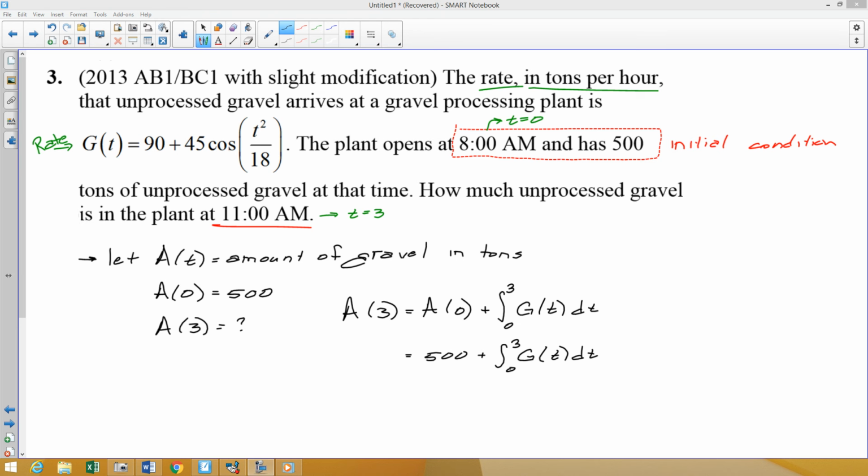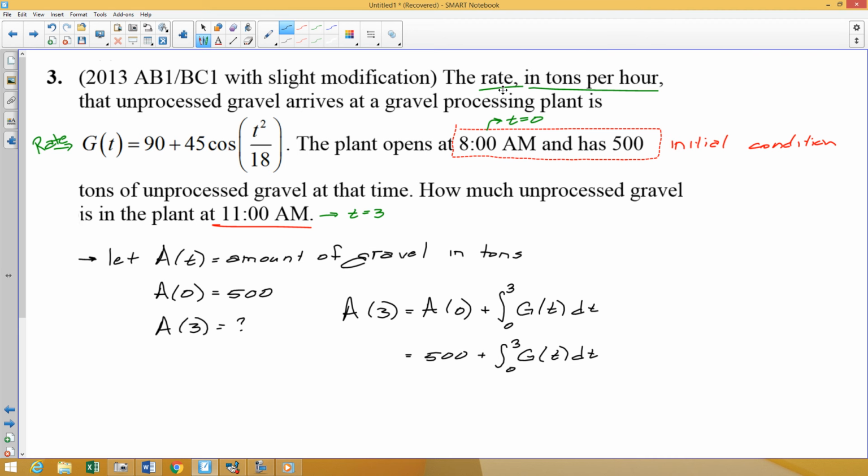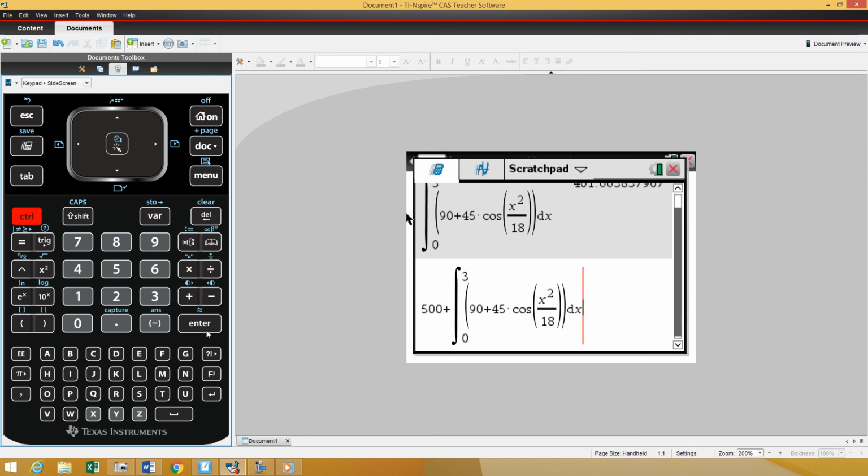All right, so I punched it in the calculator and I made a slight error. And this is one of the few times that you can gauge reasonableness. I punched it in the calculator and I got an answer of 401, which I didn't like because the problem says gravel is arriving and I started with 500. So how did I end up with less than I started? I made a very simple, easy to make mistake, and I just forgot to add the 500 at the beginning. So if you look at my setup here, I just did the antiderivative. I didn't do the plus 500. So I really need to do 500 plus that antiderivative, which would give me 901, whatever.